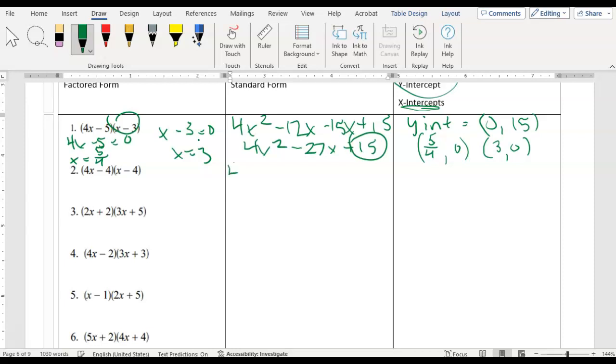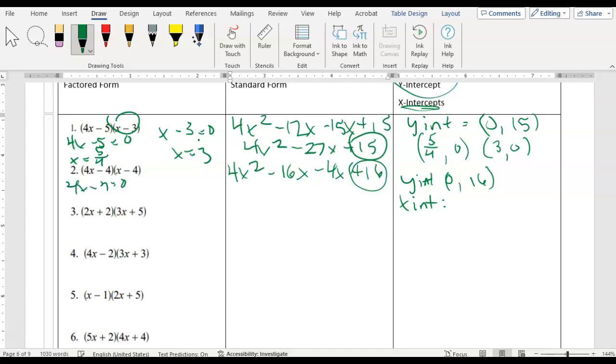We'll do 4x squared minus 16x minus 4x plus 16. Automatically we see that y-intercept is going to be 0, 16. And do label these in some fashion to make it easy to see. And then we're going to solve for x here. So 1 would make this 0. 4x minus 4 equals 0. Add 4 on both sides and divide by 4. X equals 1. And then here x minus 4 equals 0. X equals 4. So our two x-intercepts are 1, 0 and 4, 0.